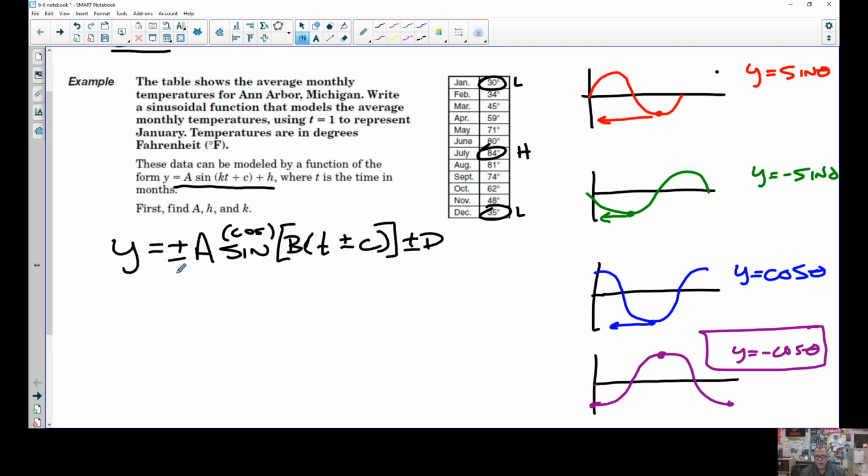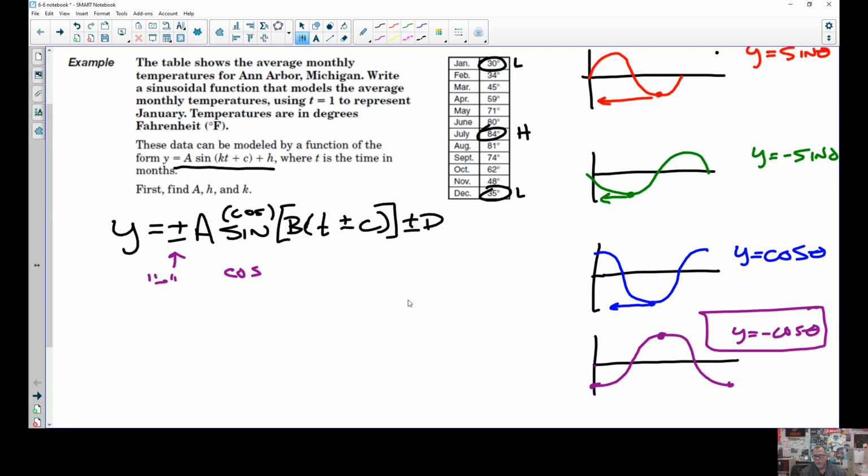Now, I know I'm using negative. I know I'm using cosine. Now I have to figure out what my A value is. Well, that's easy enough. A is our amplitude, right? So if I want to find my amplitude now, what am I going to do? Remember in the very beginning, I told you there was a definition for amplitude that we said was the maximum value minus the minimum value divided by 2.